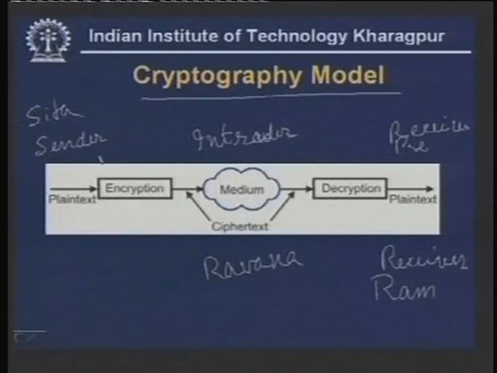Now, a message sent by the sender Sita is usually known as plain text, and that is being encrypted. For encryption a key is used which is secret, not known to Ravana, the intruder or impostor in between. With the help of that key, encryption is performed, and to do the encryption we have different algorithms. The encryption can be done either by hardware or by software or a combination of both.